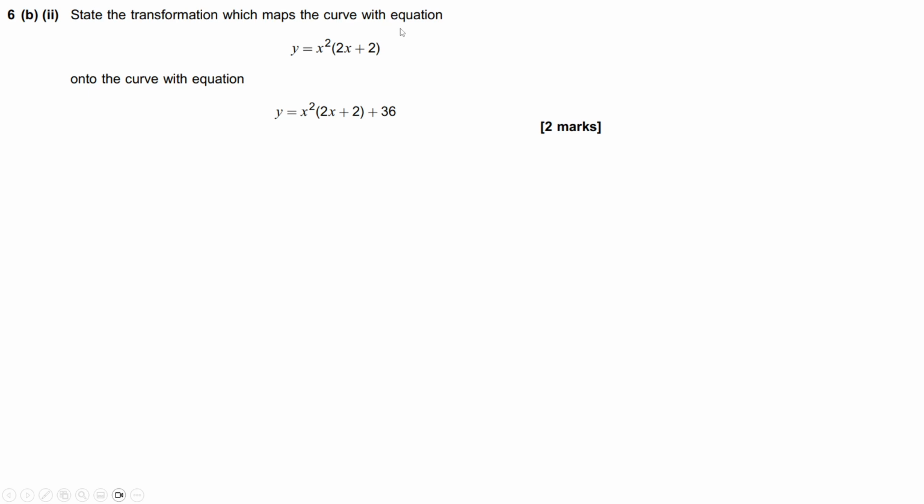State the transformation which maps the curve with this equation here onto this. If you look at the x's are all the same. The only thing that's happened is we've added 36 to the end. So if you imagine this, if this is y equals f of x, this is y equals f of x plus 36, with the plus 36 being outside the bracket. So all we've done is translated it up by 36. So it's a translation by (0, 36).